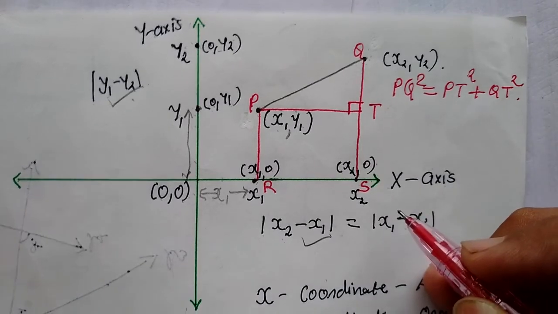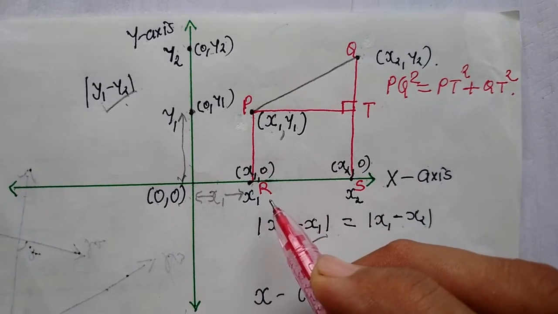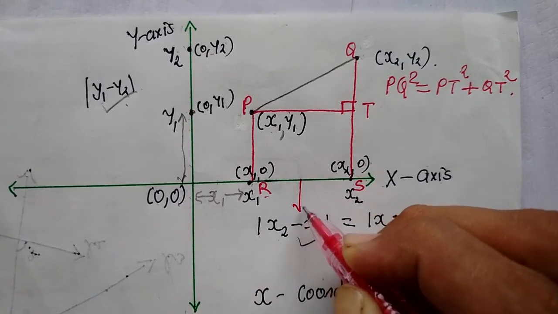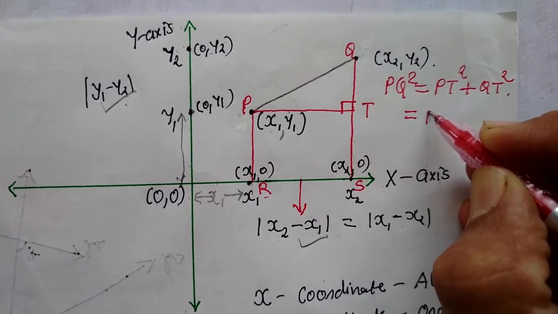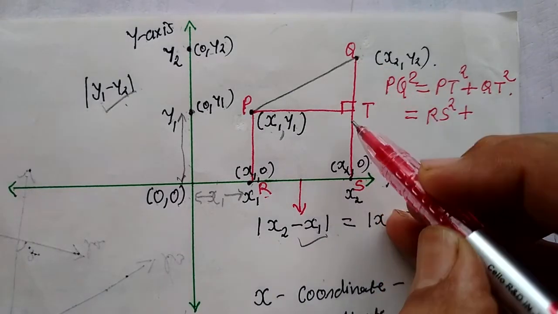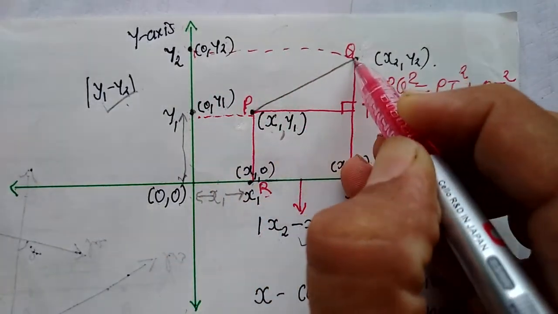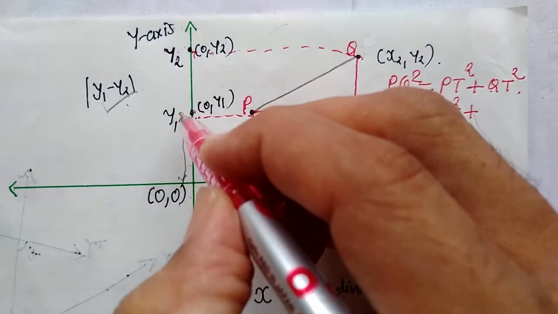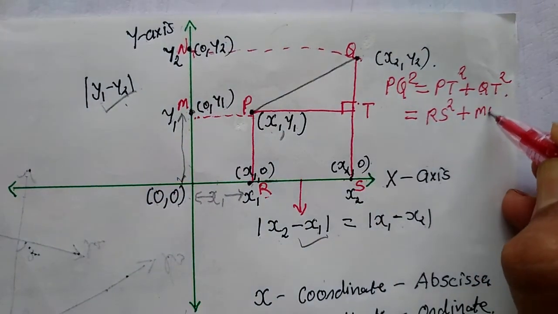Now children, here what is PT? PT is nothing but equal to RS. What is the distance RS? Just now I told that this is RS. So PT square we can write as RS square, and what is QT square? Here is QT. You can extend this line this way, children. So QT is nothing but the distance between these two. Suppose we call it MN. So it is MN square, children.